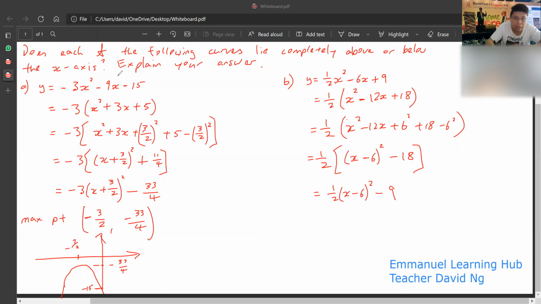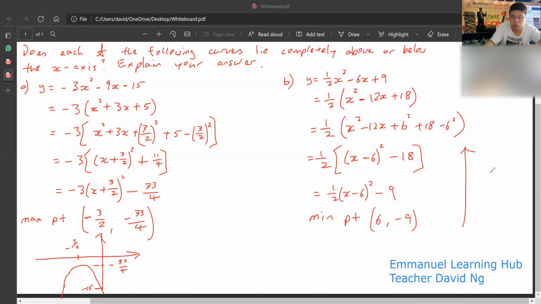Okay, maybe you write the turning point first. This is the U shape, right? So it's minimum. So what's the minimum point? 6 and -9. Yes. That's the minimum point. 6, -9. Minimum point. This is what? U shape.